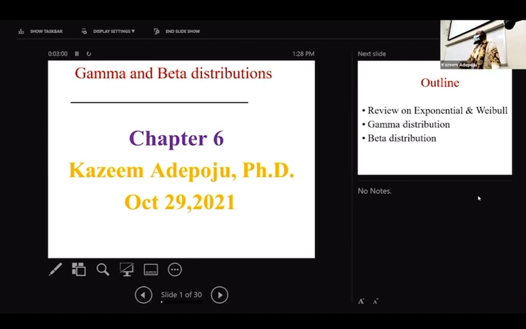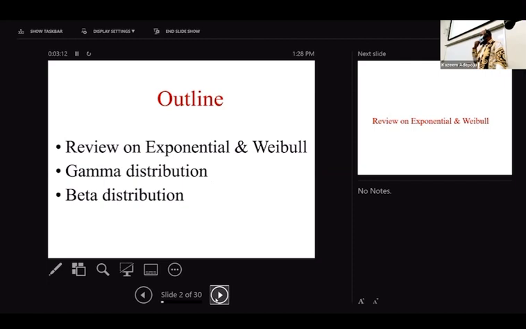I wanted to go back to the course module. I've already edited that. Okay, so we started continuous probability distribution. In the outline today, I'm going to have a recap on the exponential and the Weibull distribution. Then from there, I'm going to talk about gamma distribution. Then lastly, I'm going to talk about the beta distribution.